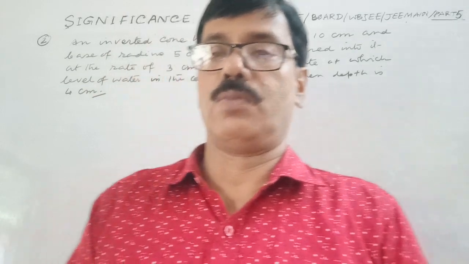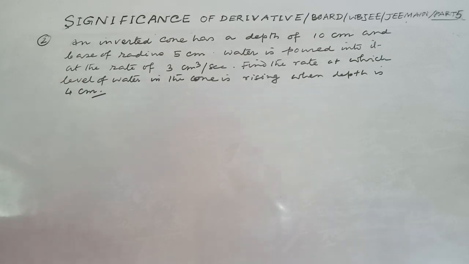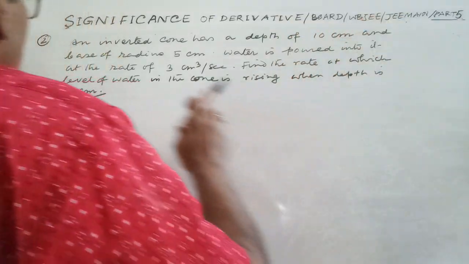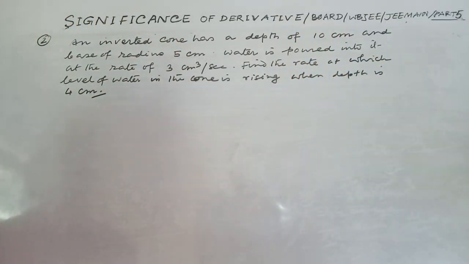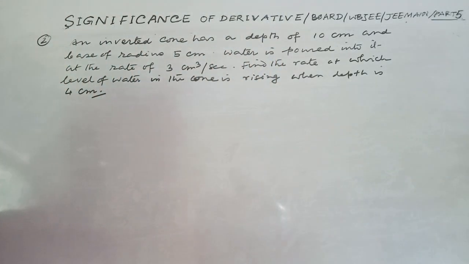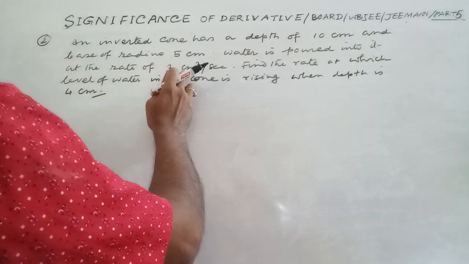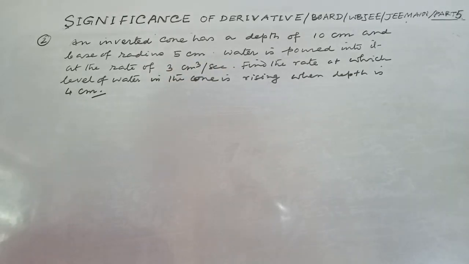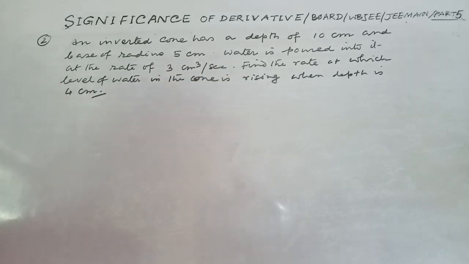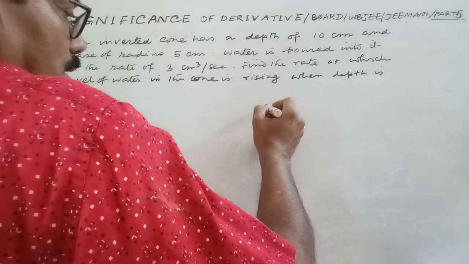Now, one more problem, exactly same. Look, an inverted cone has a depth of 10 cm and base of radius 5 cm. In the previous question, semi-vertical angle is given. Water is poured into it at a rate of 3 cm cube per second. Find the rate at which level of water in the cone is rising when depth is 4 cm.